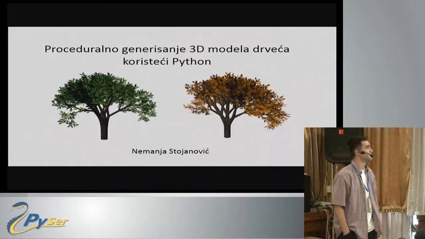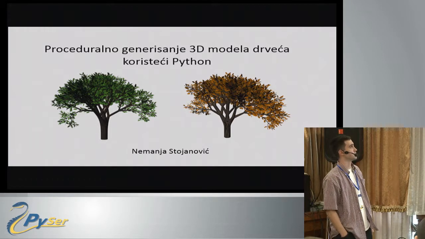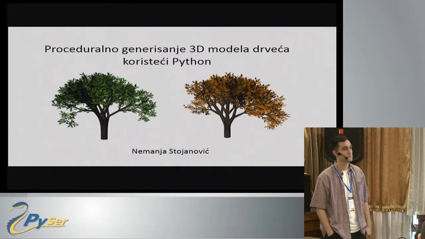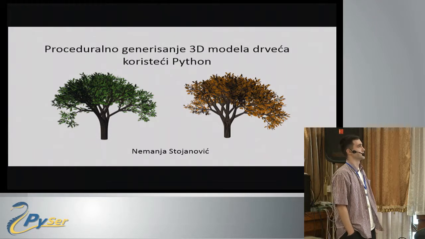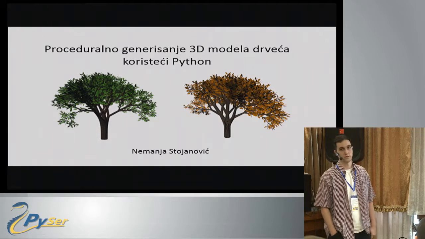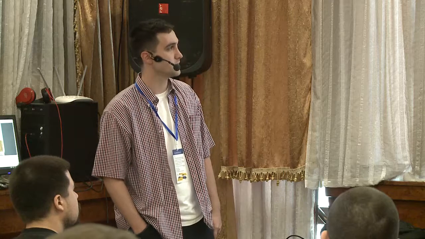So pretty much the topic is about procedural generation of 3D models of trees using Python. Before we start, I have to explain what procedural generation, or procedural content generation, is. In 3D graphics, it's necessary to invest a lot of time to generate 3D models. Usually it takes animators or modelers at least one day to make a 3D model.